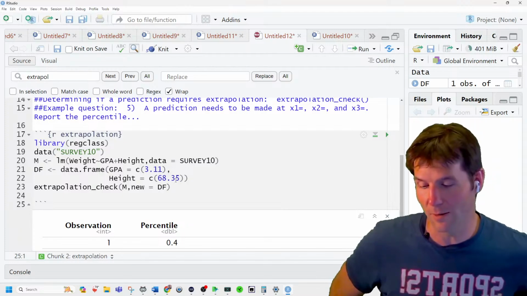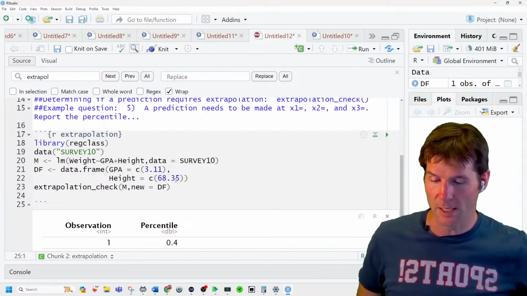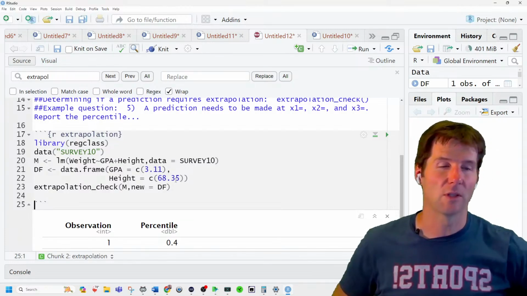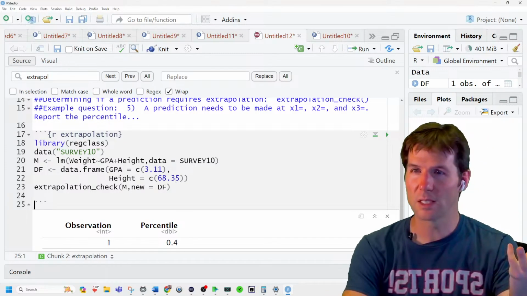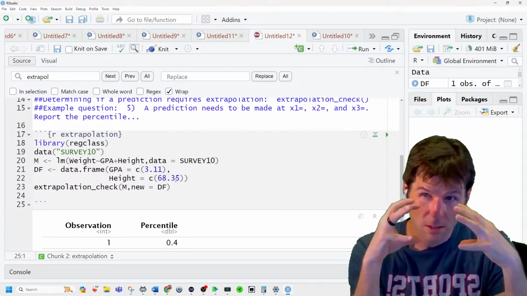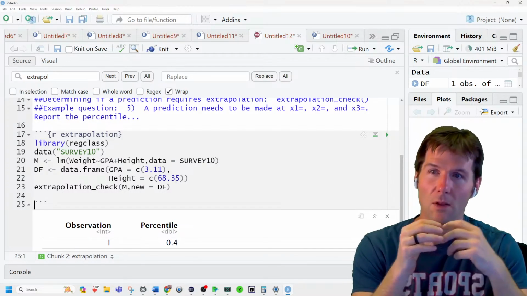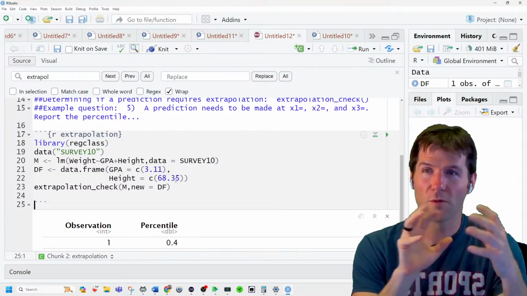This is about the average person, a GPA of 3.11 and a height of 68.35 inches. And they would require the least, like you're not extrapolating at that point, you're at the center of the X's basically. And being at the center of the X's is not extrapolating. There's data in this area when you're far out on your X's.